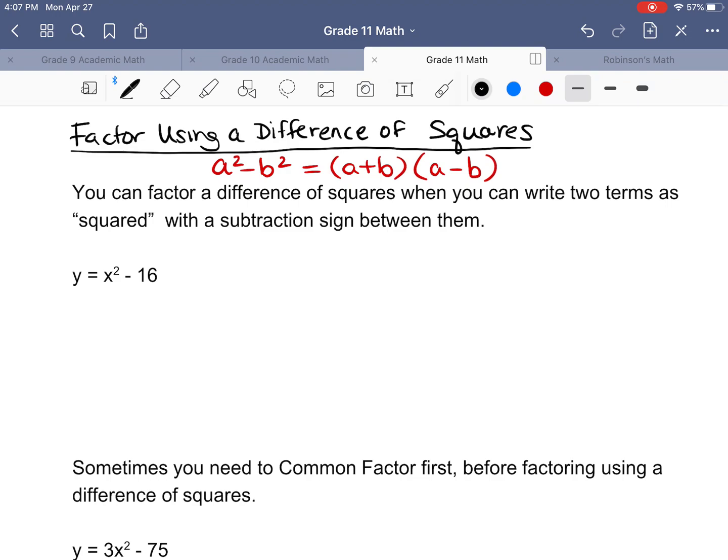And this can only happen when you can write two terms as squared with a subtraction sign between them. So very important that you have that subtraction sign. Otherwise, we can't do a difference of squares factoring. Okay, so subtraction and difference, those mean the same thing.